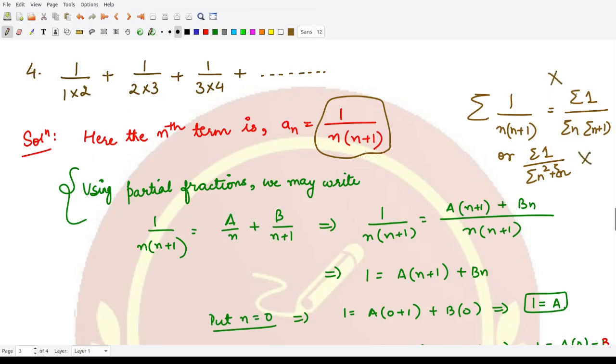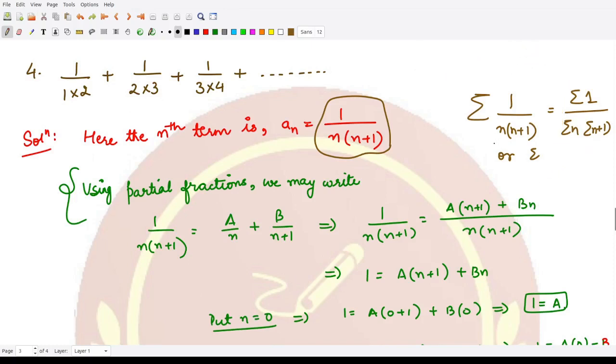Why? Because we cannot break it like this, because 1 by 2 plus 1 by 3 is not equal to 1 plus 1 divided by 2 plus 3, right? That is why we cannot perform such a thing.